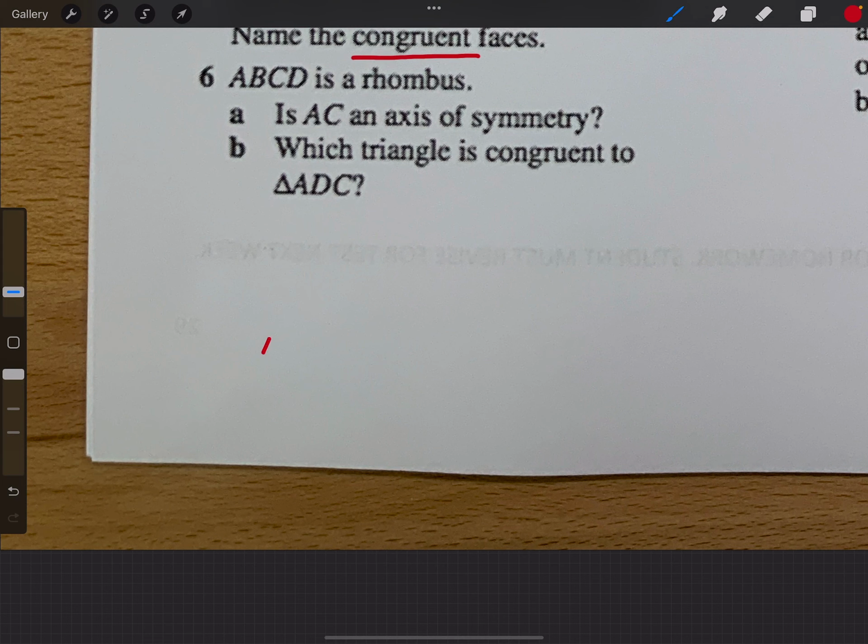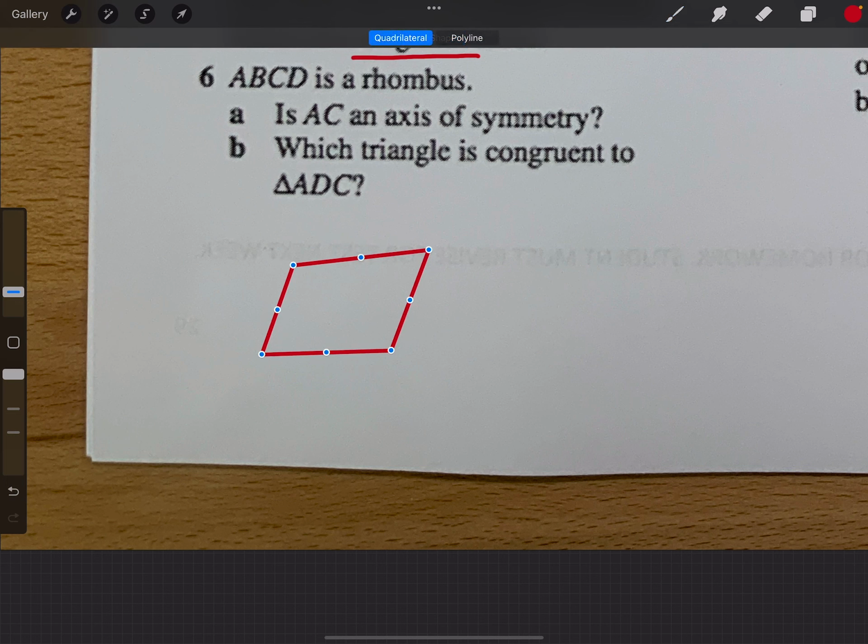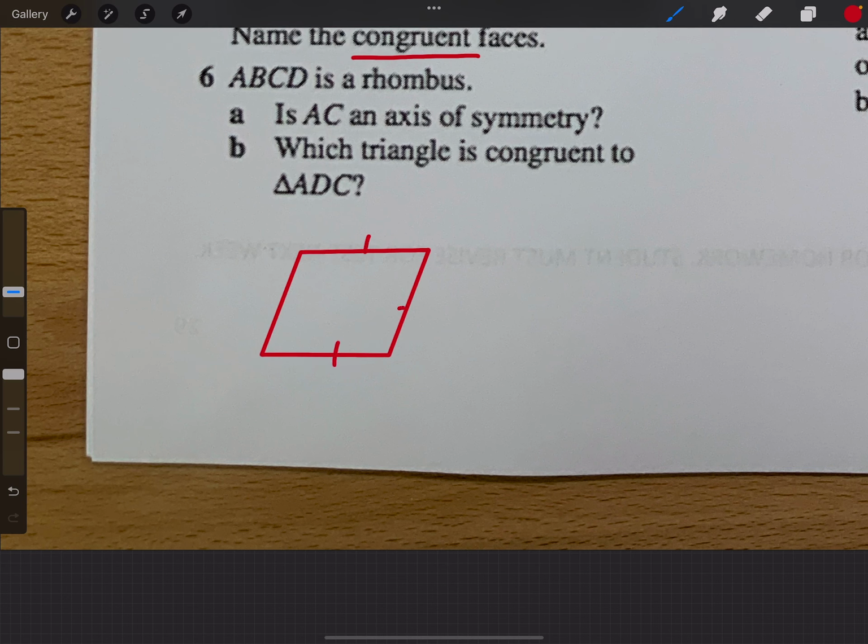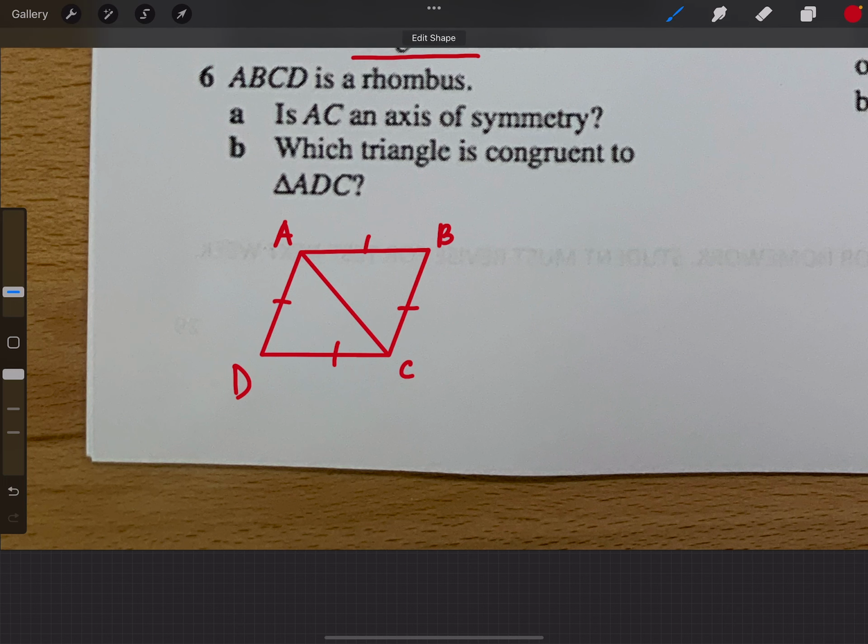Question 6. ABCD is a rhombus. So let's draw this rhombus so we know what we're dealing with. Okay, let me fix up this rhombus. Now the rhombus has all the sides equal. Now this will be A, B, C, D. And it says, is AC an axis of symmetry? So is this line AC an axis of symmetry?